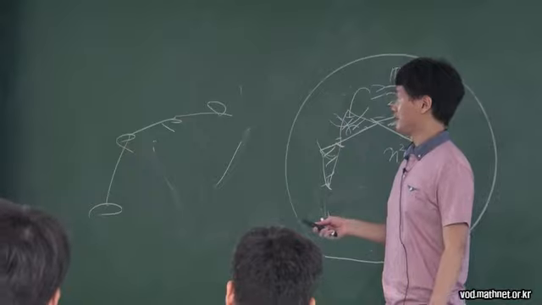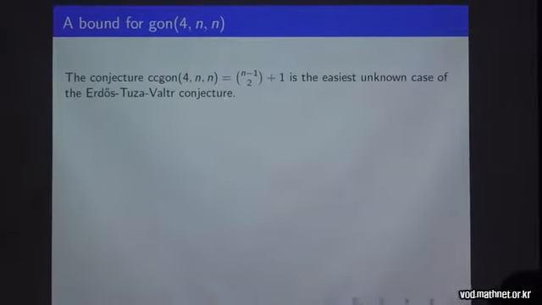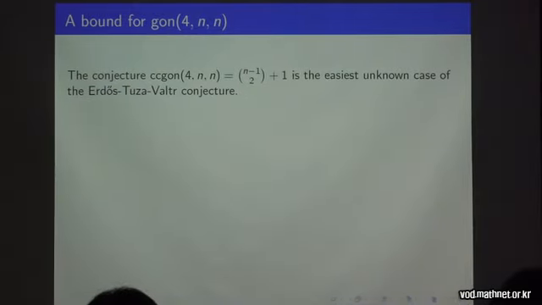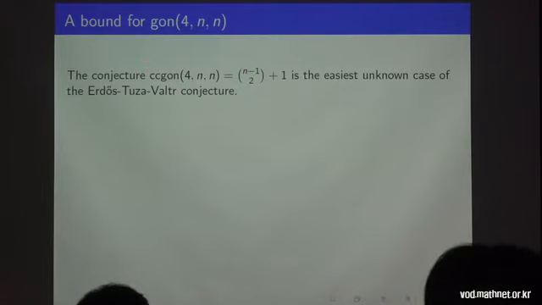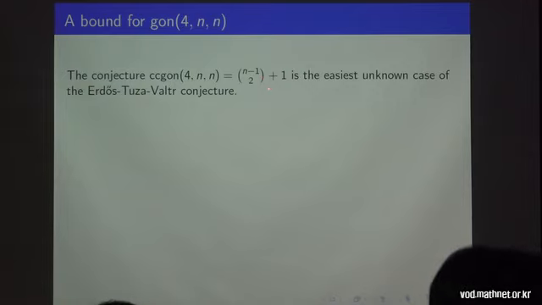What we could find is the following improved upper bound of CC-gon 4n. So this conjecture, CC-gon of 4n is equal to... so I was wrong. I guess we have an error here. It should be plus, I guess. Sorry about that.